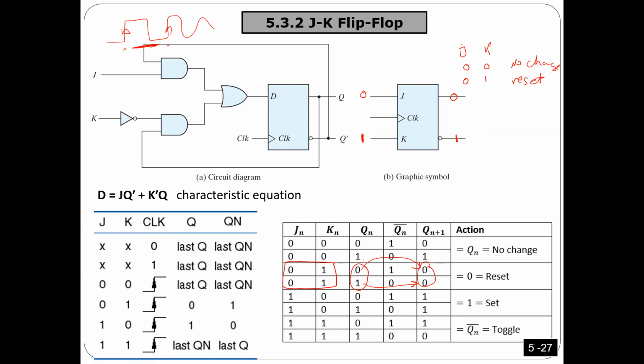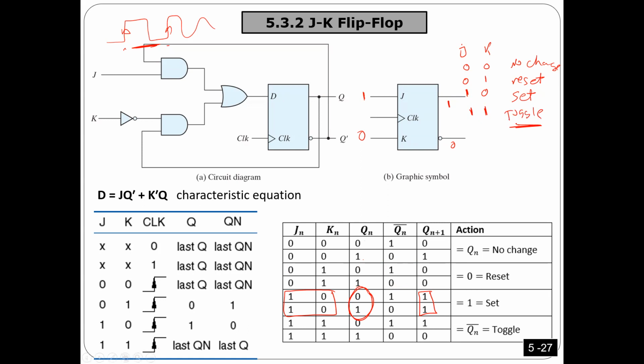Okay? The next case is when J is 1 and K is 0. This case is called a set, okay? So if you put here 1 and 0, this is the set case. Set means this is 1 and this is 0, okay? And that's what I did here. If you see here, no matter what value you have here, we always get 1. Set case. The last one here we have is actually 1 and 1. 1 and 1, this is toggle.